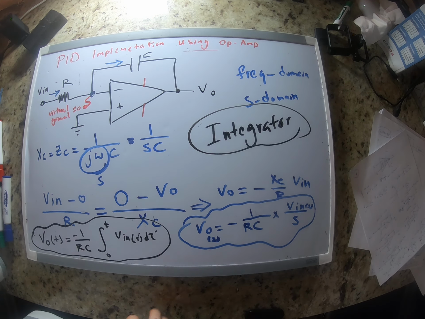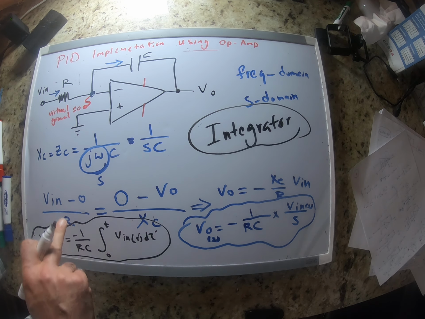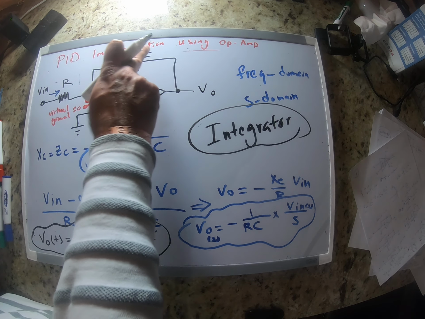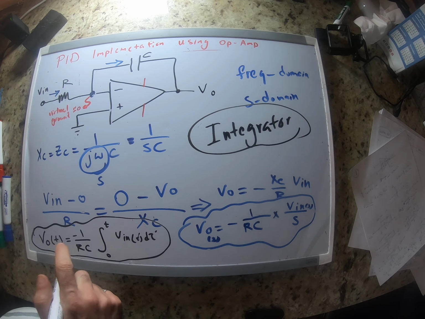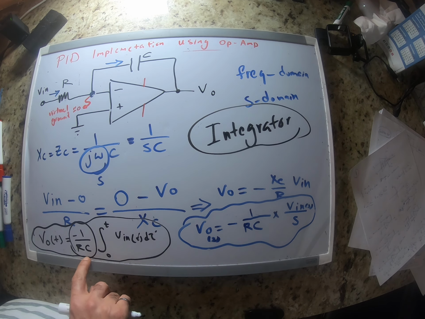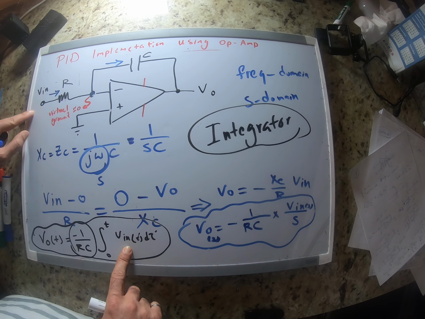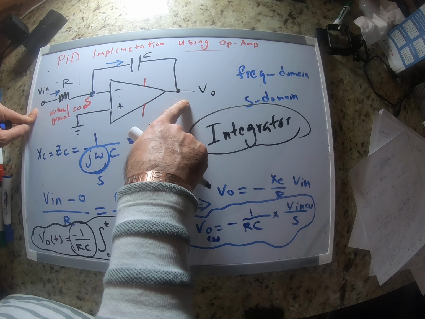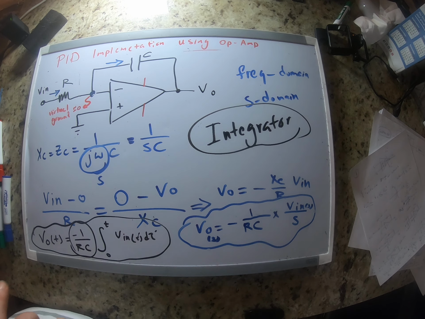Okay, so with this one, again, if you choose the values of R and C carefully, this is going to be a coefficient for your integral, right? And basically this circuit takes the integral of the input and you have it in the output. So this is called integrator.